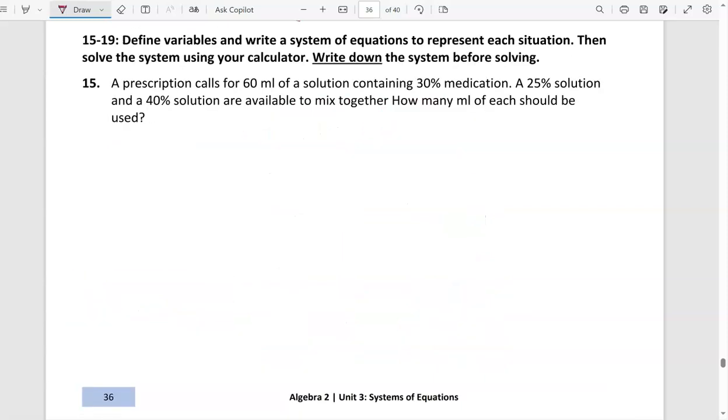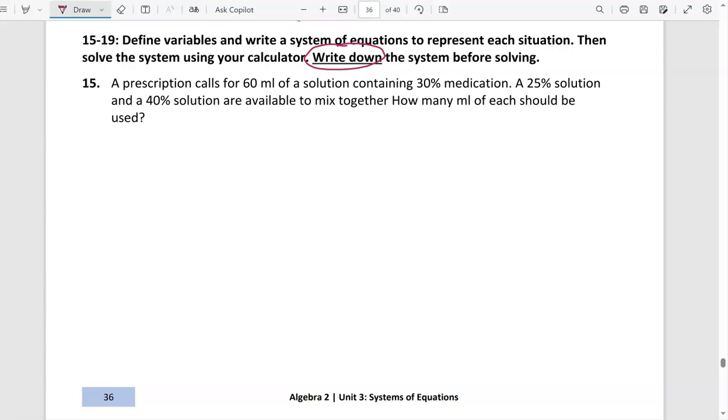For 15 through 19, we're to define variables and write a system of equations to represent each situation and then solve the system using the calculator. We're going to write down that system before solving. So make sure that we're not just grading what's in your calculator, right? We're grading what's on the paper.